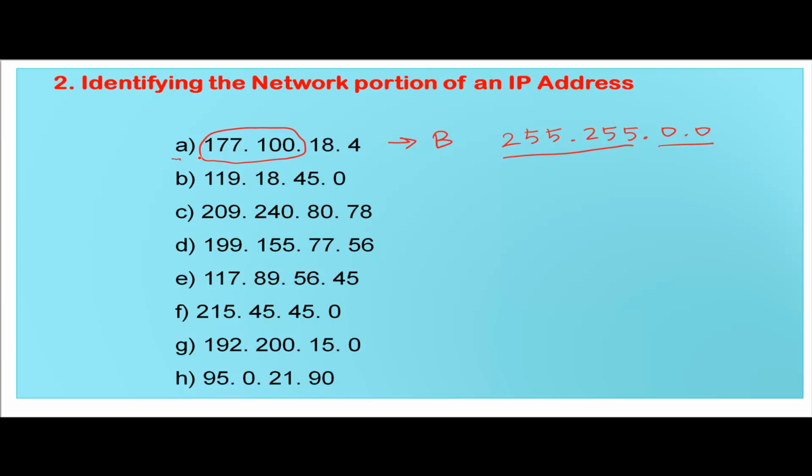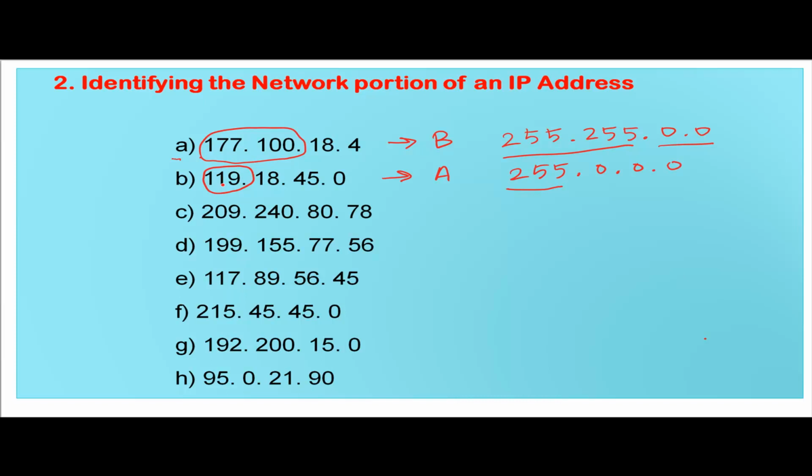119.18.45.0. Now 119 is going to be class A. So this is a class A IP address. For class A, the default subnet mask is 255.0.0.0. According to this, the first octet is going to be the network, and the remaining part is going to be the host. So the network portion of this IP address is 119.